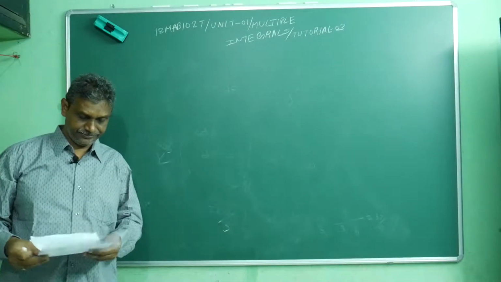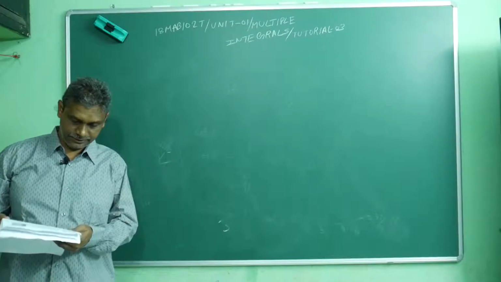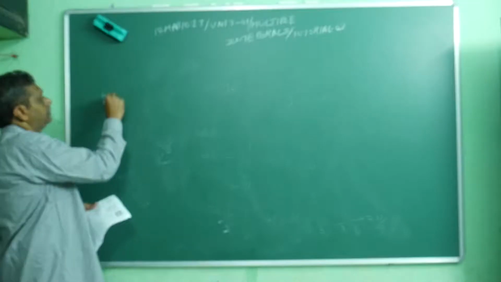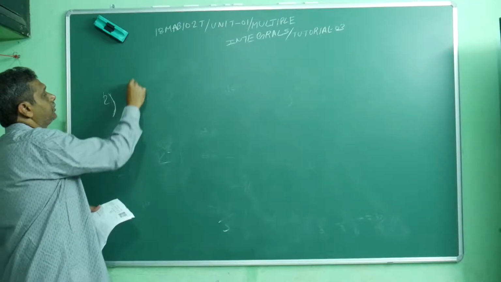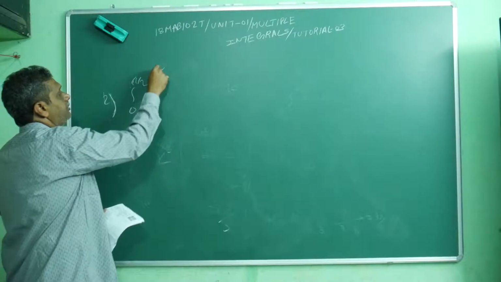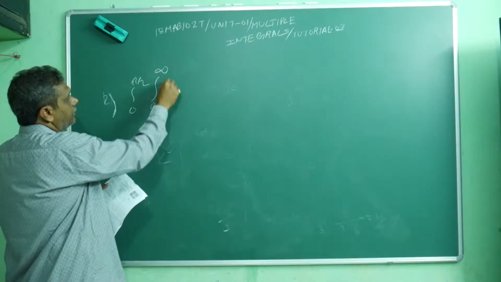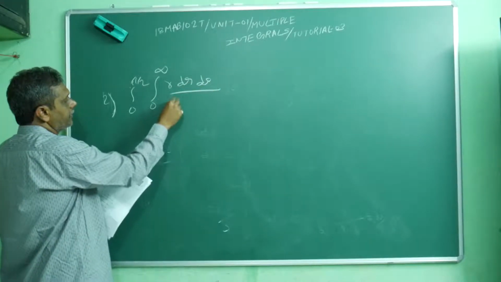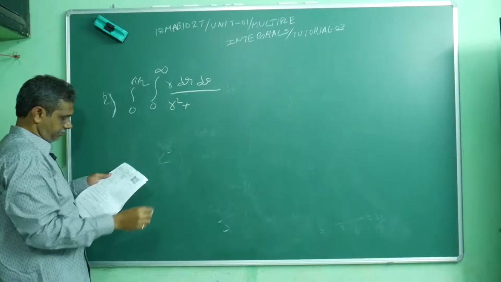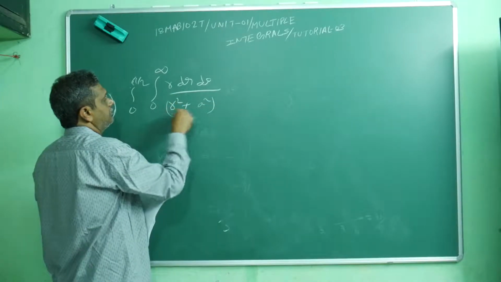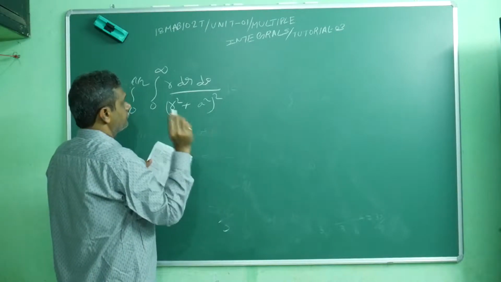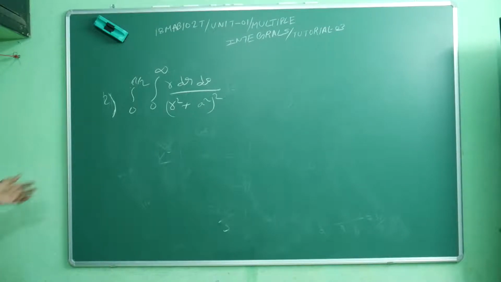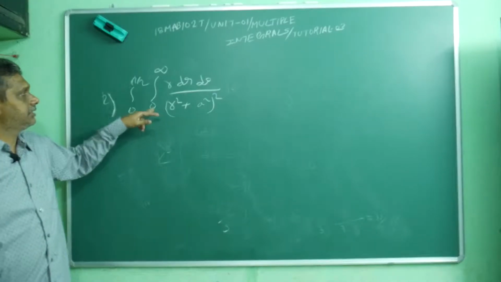See the second problem. What is the second problem? Yes, this is also a very good problem. Integral from 0 to pi by 2, 0 to infinity, r dr d theta by (r square plus a square) whole square. Now you see, this is in polar coordinates; this is always the theta limit, this is the r limit, so r is running from this with respect.